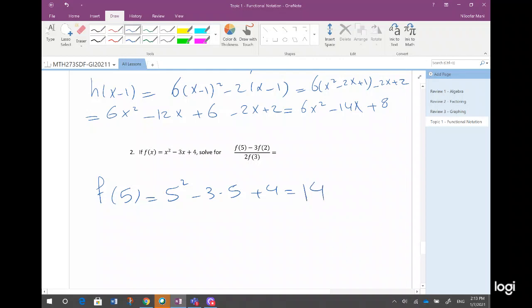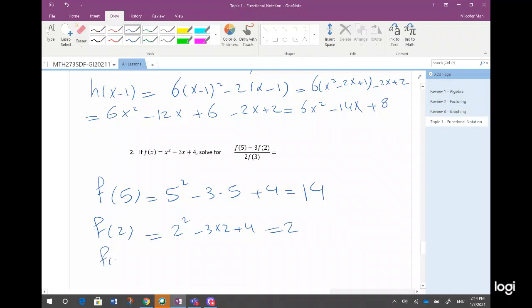F of 2. Can I bring 3 inside? No, I can't. 3 stays out. It is like x minus 3y, for example. I don't want you to mix this with here, so I just remove it. Okay, so f of 2 is 2 squared minus 3 times 2 plus 4, which is 4 minus 6 is minus 2, plus 4 is 2.